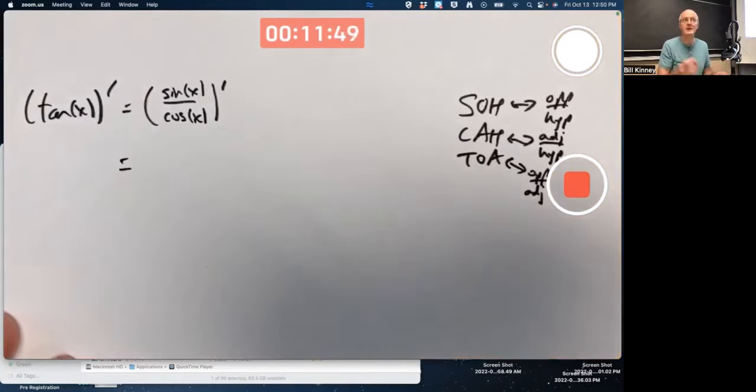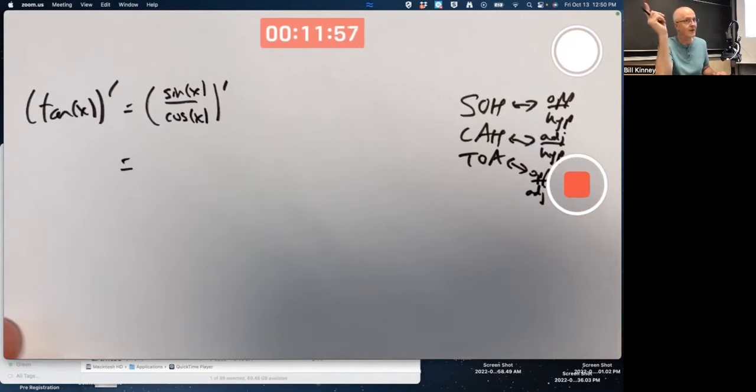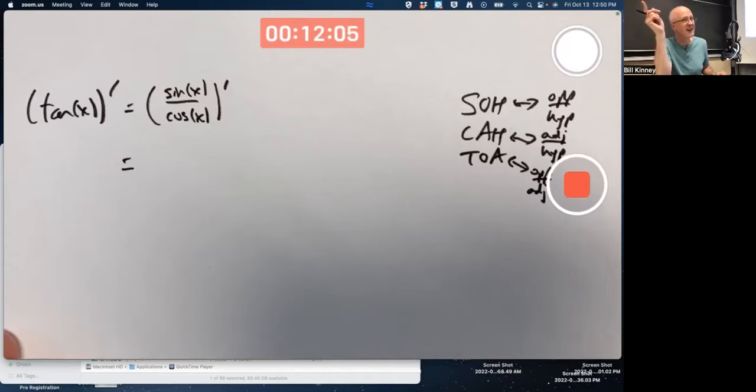As a quotient, we need the quotient rule. Don't hum or talk out loud during the test, but in your mind say, I highly recommend doing it the way I do. Low d high minus high d low over the square of what's below. Remember to start with low. Always start low. Low d high minus high d low over the square of what's below.